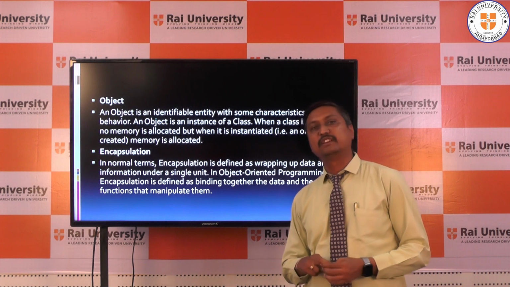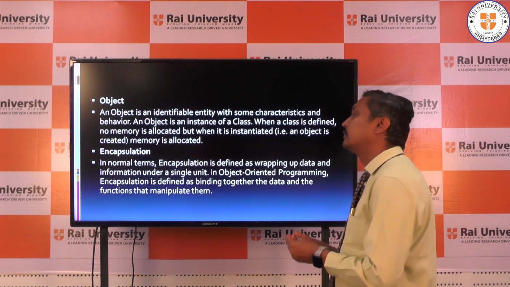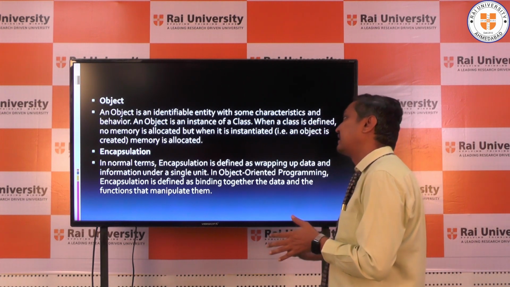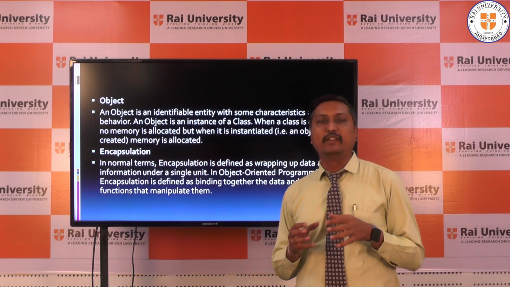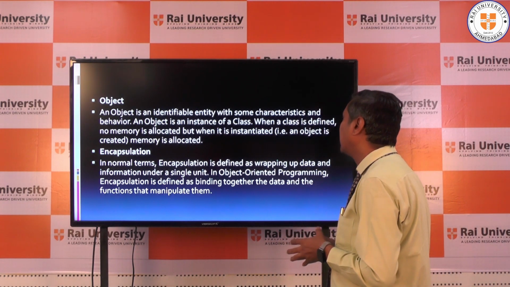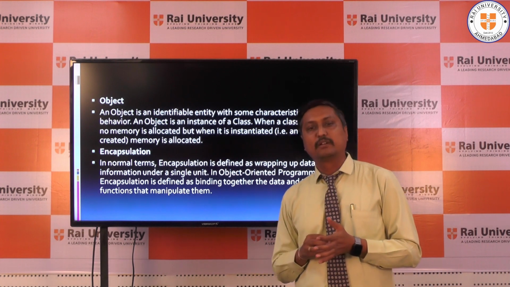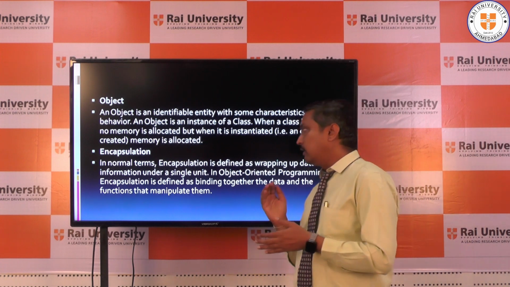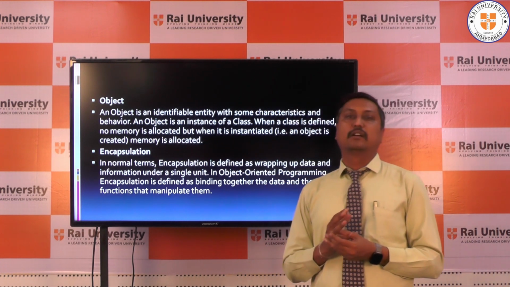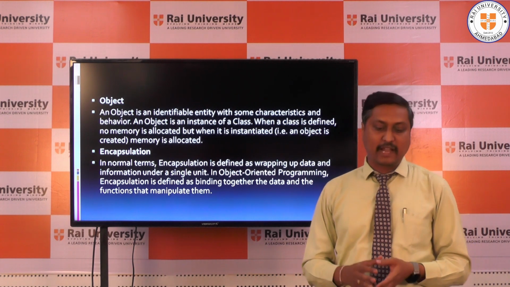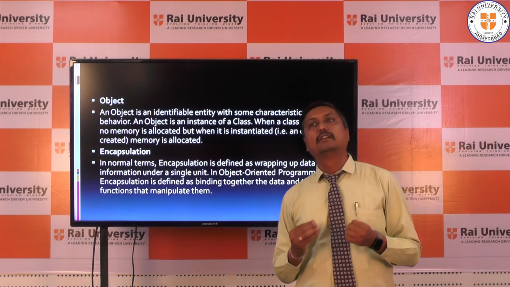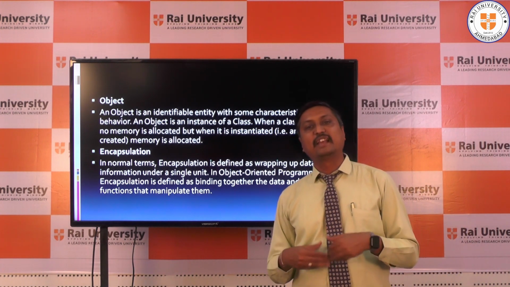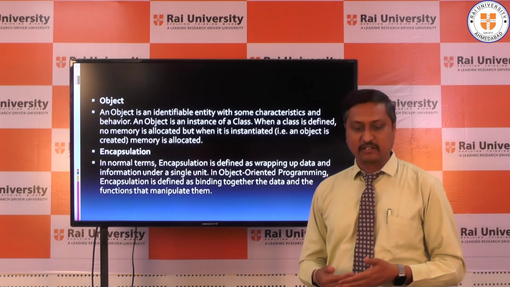The second option is the object. So now, to understand what an object is: an object is an identifiable entity with some characteristics and particular behavior. And when the programmer compiles the program, those characteristics are really important. Next one is encapsulation. Encapsulation means your information and data are wrapped together and then represented. That is called encapsulation.